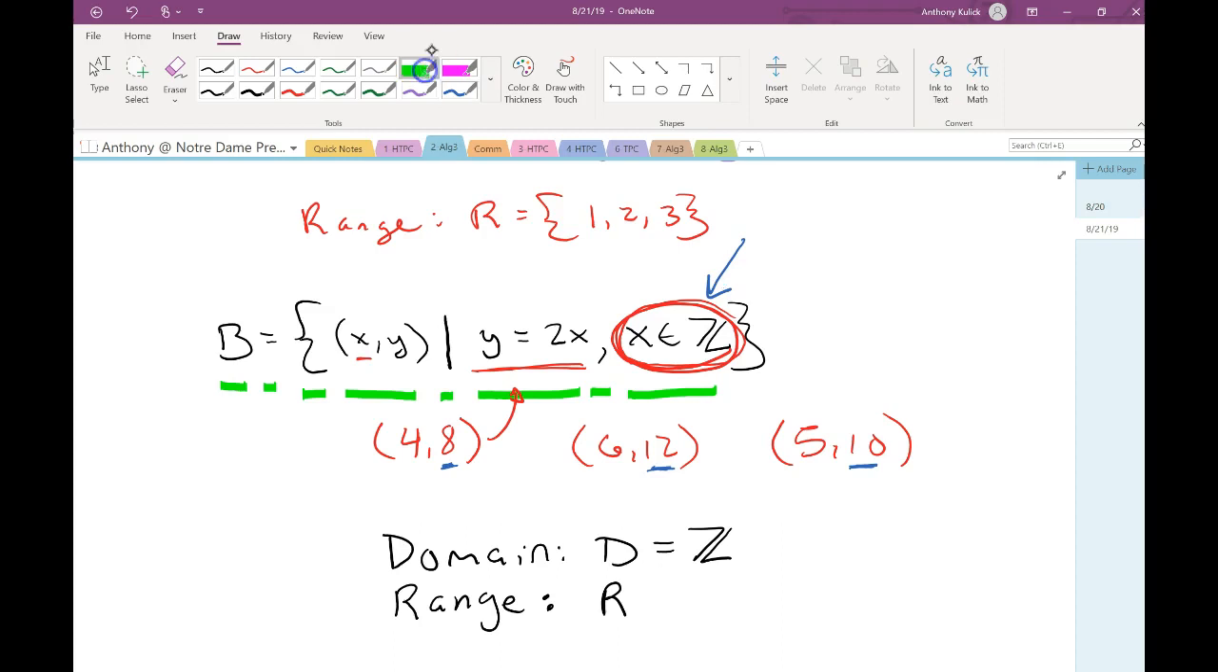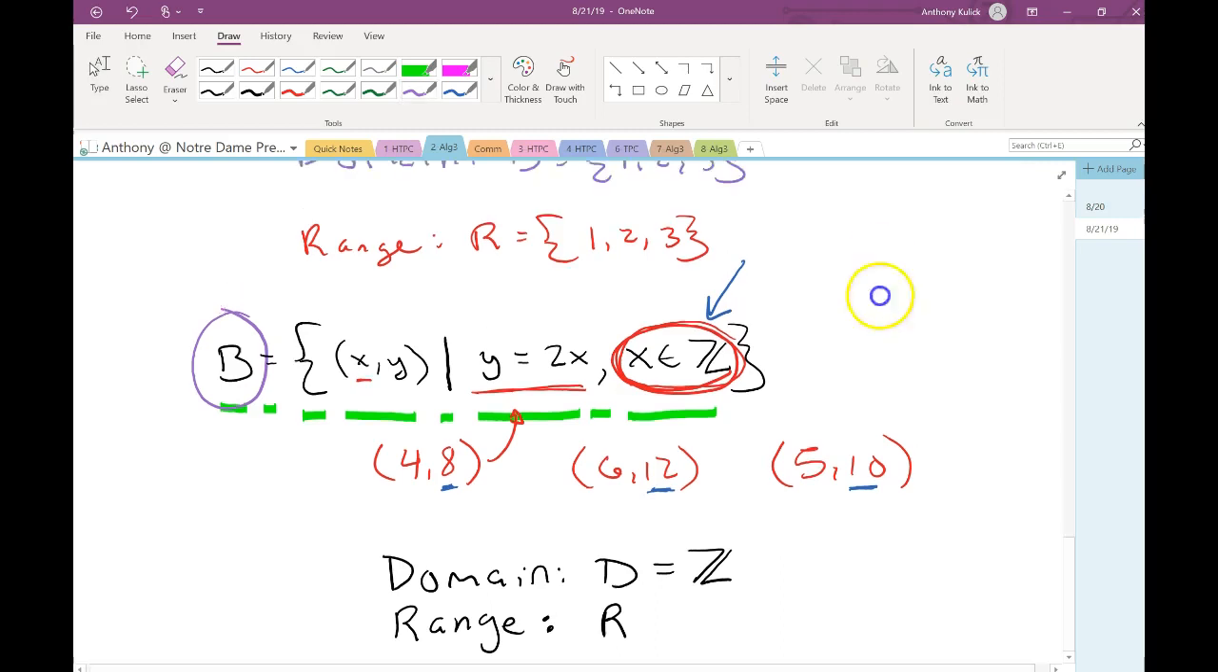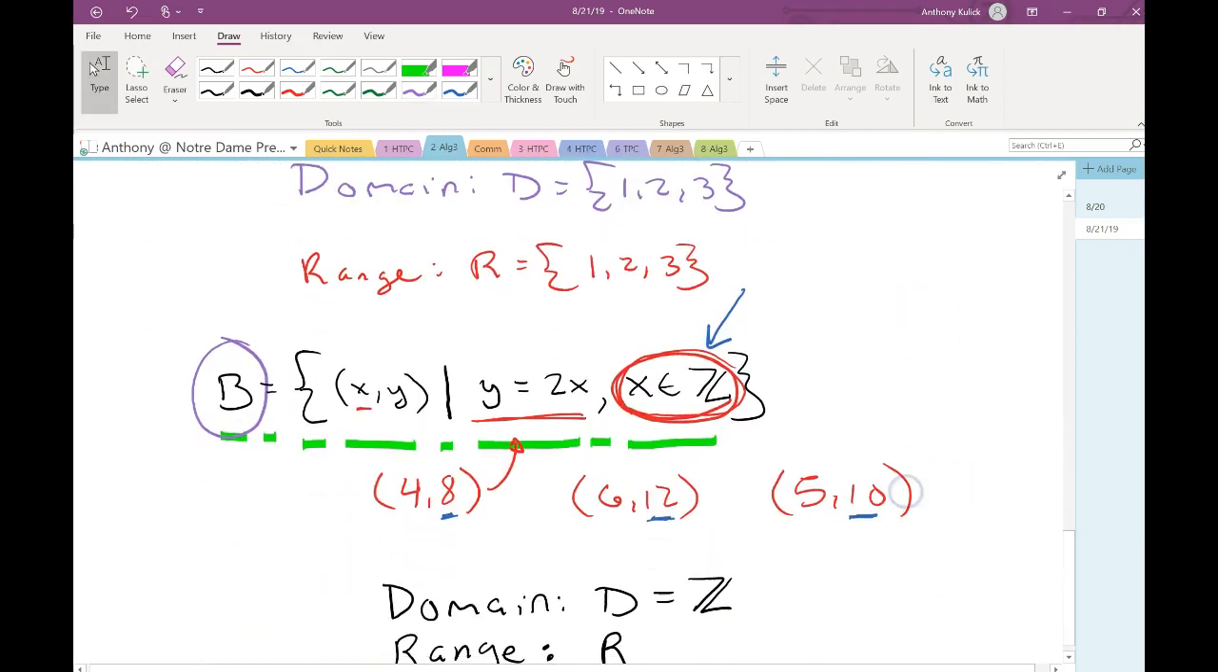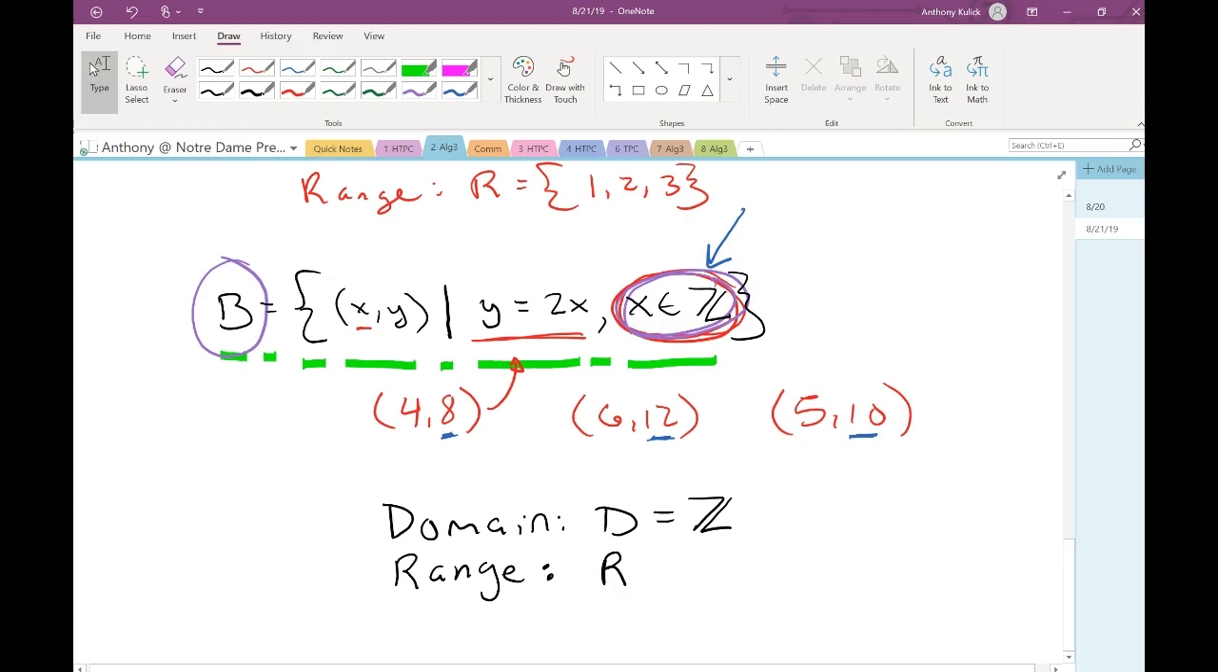So if I read this statement, it says B is the set of x, y's such that we find the y by doing 2 times x, and the x's are coming from the integers, right? Our definition for the domain is where the x's come from. In this problem, we're told the x's come from the integers. So the domain is just the integers. We don't have to think about it at all. We're just told it in the problem, or told in the statement of the set. Does that feel okay? Okay.